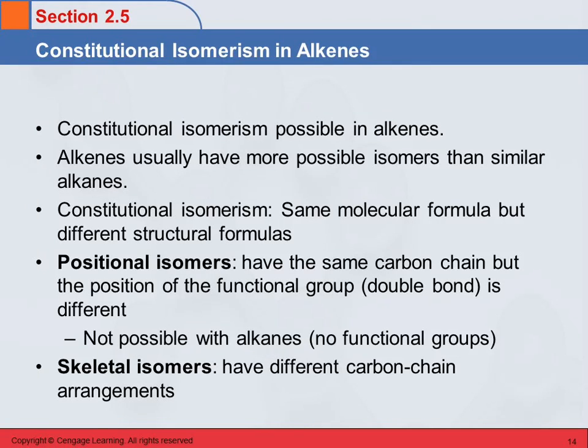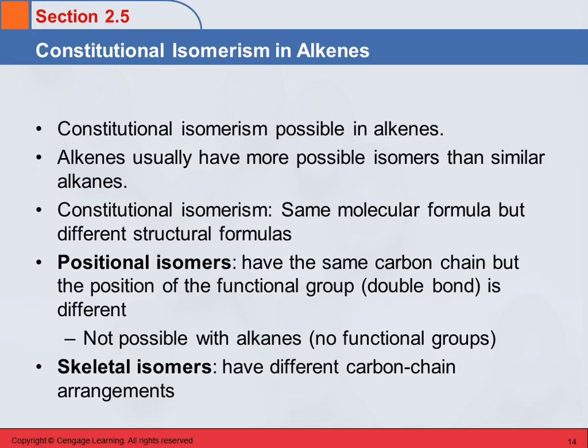Okay, isomers. There are lots of different kinds of isomers in organic chemistry, and we have to get straight in our head the different names of all of them. So we can have constitutional isomers with alkenes. And the alkenes usually have more possible isomers than an alkane with the same number of carbons, because not only can we connect the carbons differently, but we can move the double bond around.